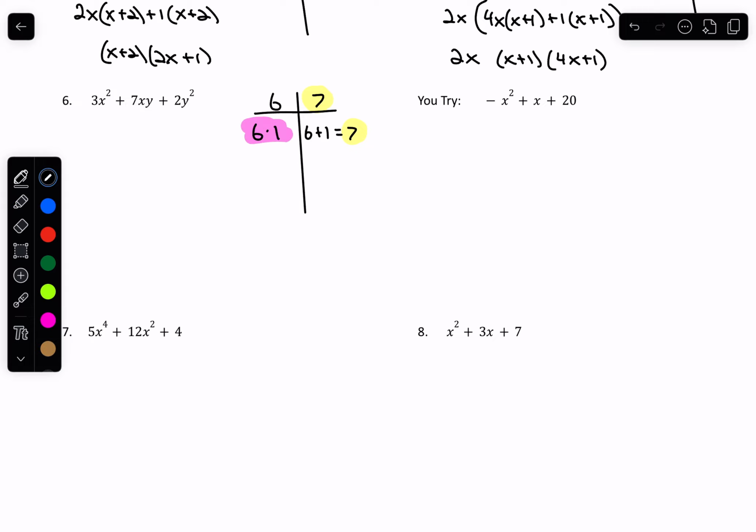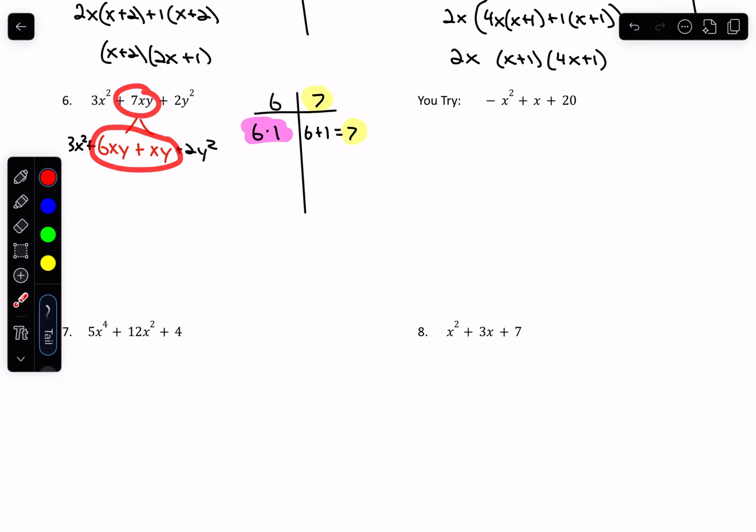But the only difference is that now when I split the middle, I'm not going to be splitting it into 6x plus 1x, because I need what I write down to add up to be 7xy. So I'm going to split it into being 6xy plus 1xy. Okay, and then I still have 3x squared in front and 2y squared in the back. So notice all I had to change was I just put an extra letter y on those two middle terms. Because again, 6xy and 1xy need to add together to be 7xy.